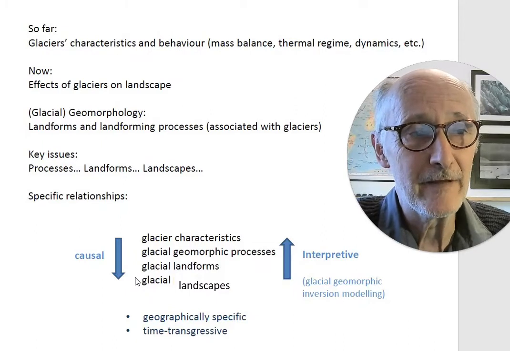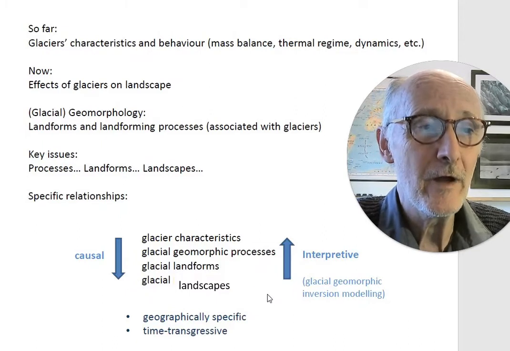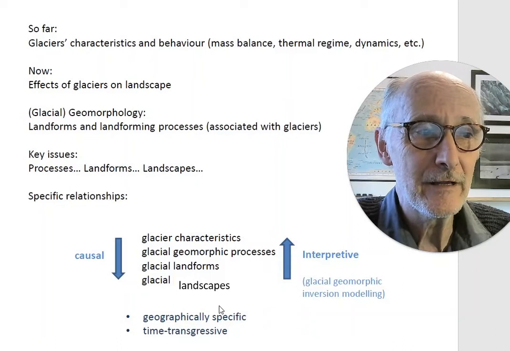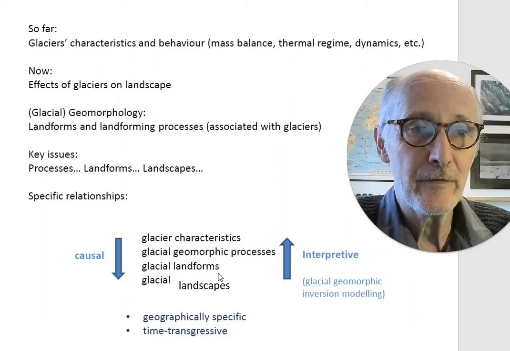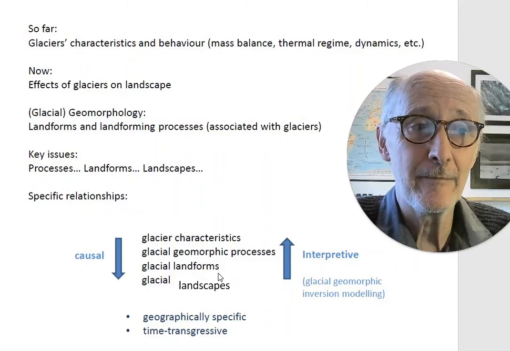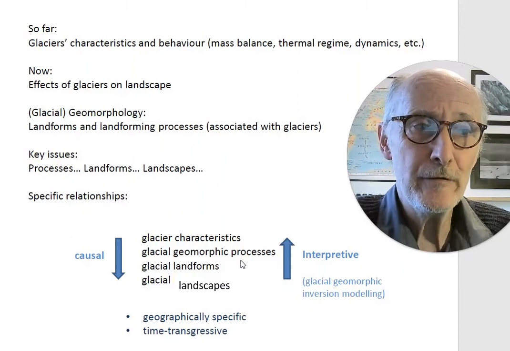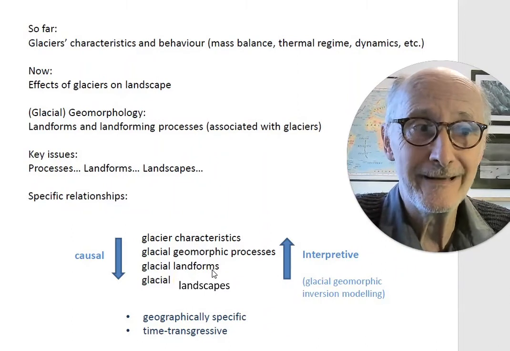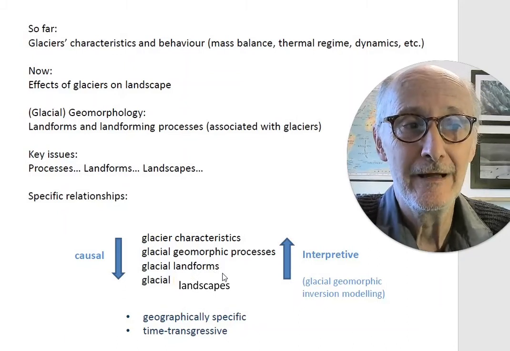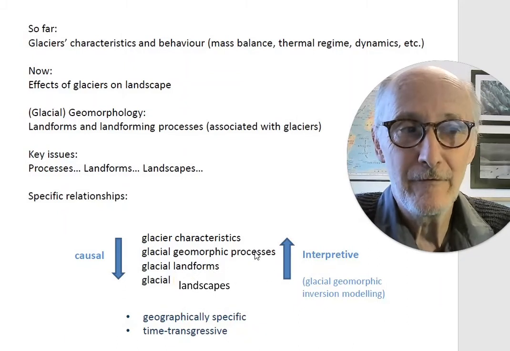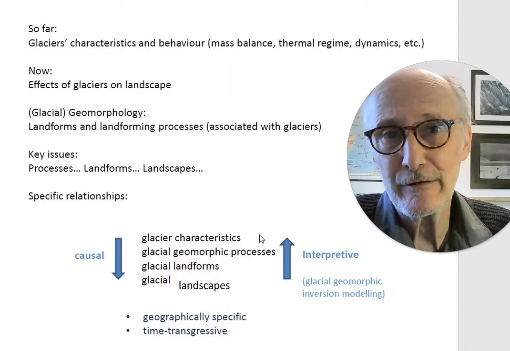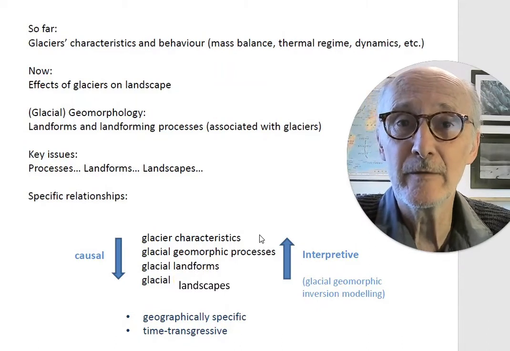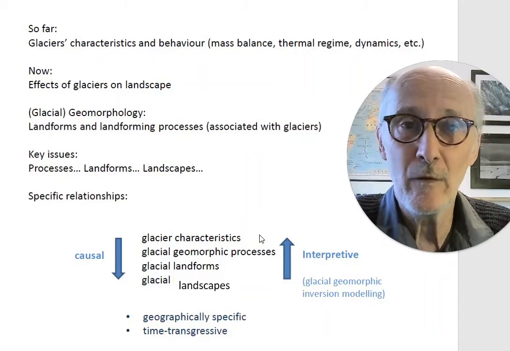But we also made the point that you can work the other way up that diagram, and by looking at a glacial landscape or a set of glacial landforms, you can interpret those, you can read the landscape to figure out, well, what processes must have been operating to have created those landforms. And then you can work out, well, if those processes were operating, what must have been the characteristics of the glacier or the glacial environment in order for those processes to have operated?